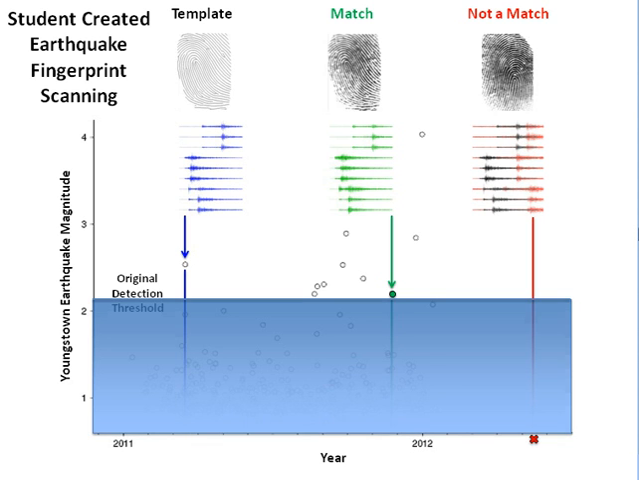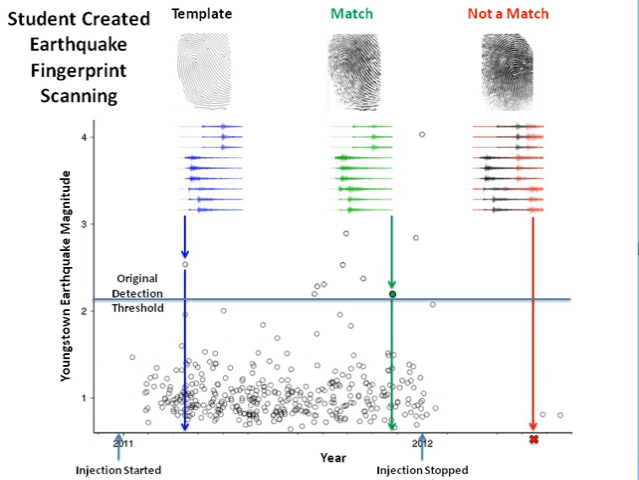To help reinforce why this technique is important, I've hidden all of the events we found to show how the original detection was limited to just less than a dozen earthquakes. But not only does our technique find hundreds of additional earthquakes, it shows how those events started and stopped within days of deep wastewater injection wells being turned on in December 2010 and off in December 2011.